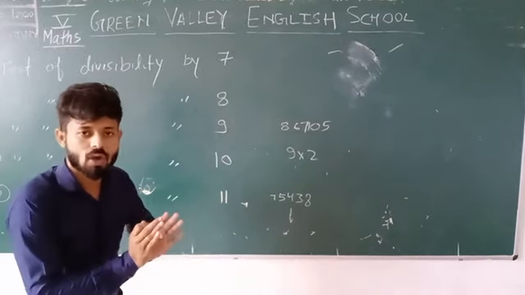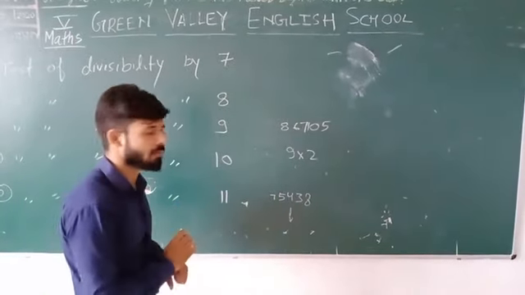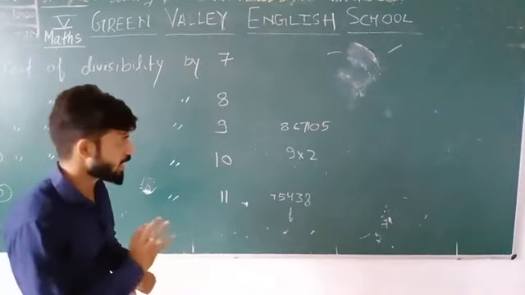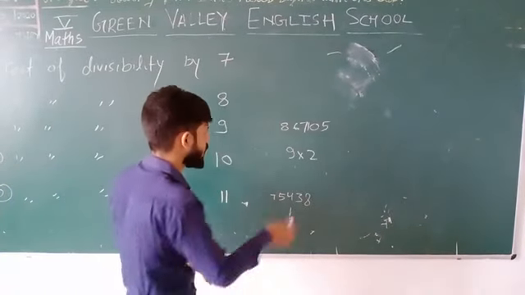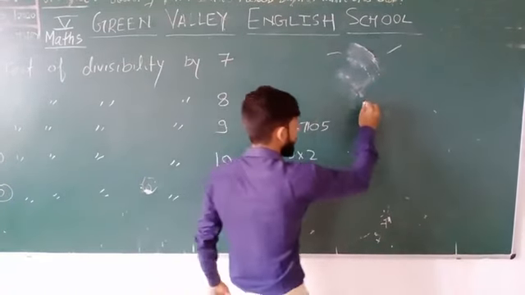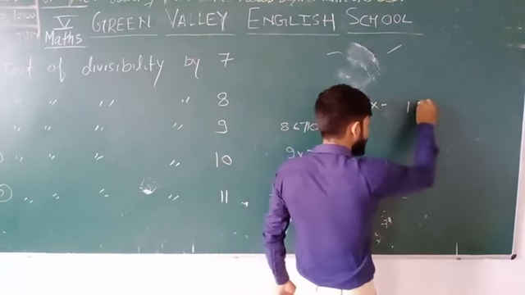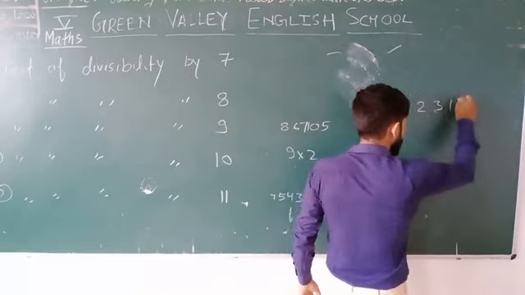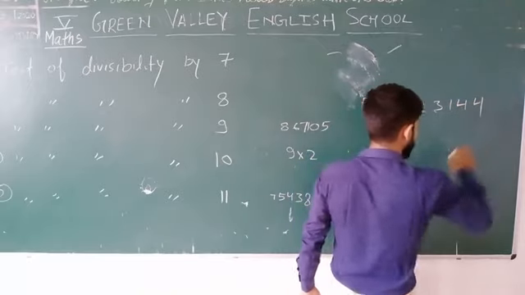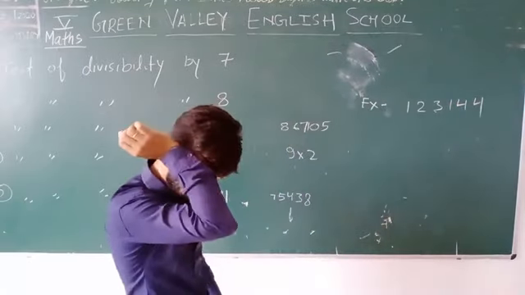you have to only focus on the extreme right 3 digit number. आपको कहाँ focus करना है? Extreme right 3 digit number पे focus करना है. Let us suppose, let us take example to understand this. ठीक है, example एक जगह हम समझने के लिए. Like मैंने लिखा 1, 2, 3, 1, 4 and 4. ठीक है, 1, 4, 4.